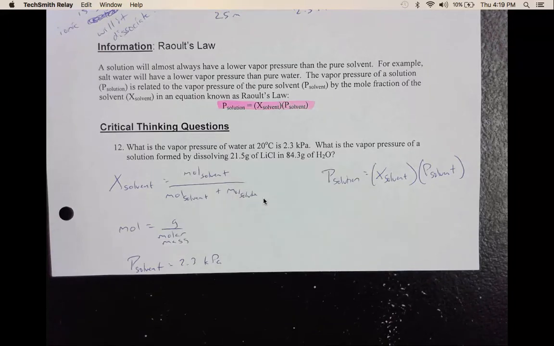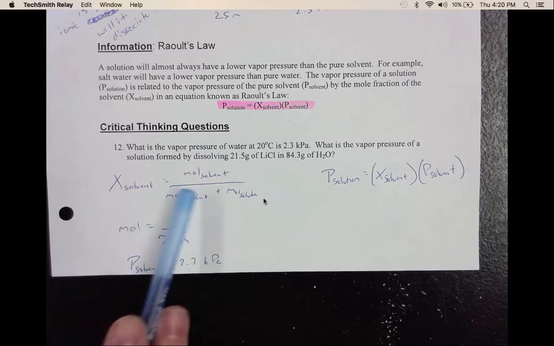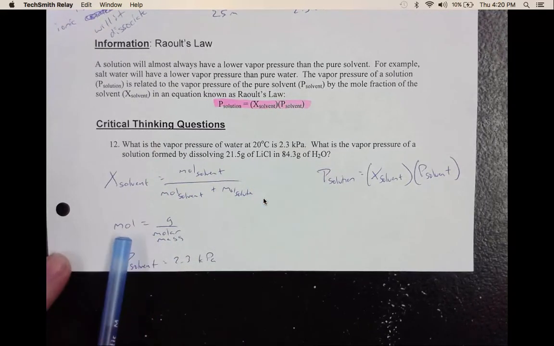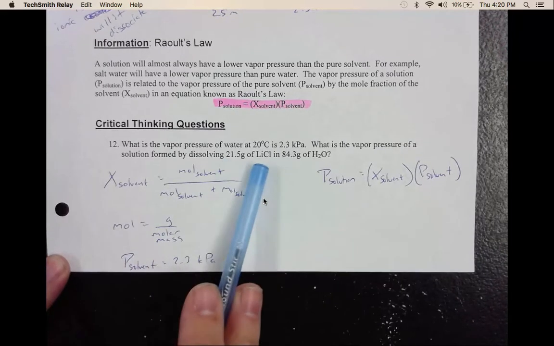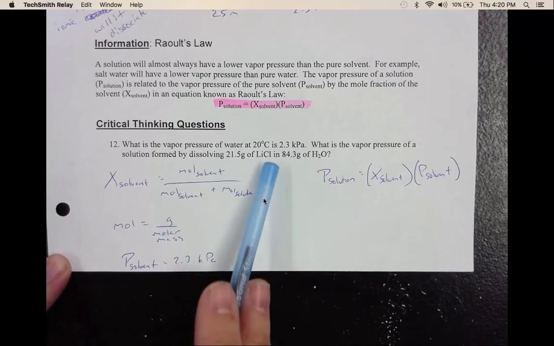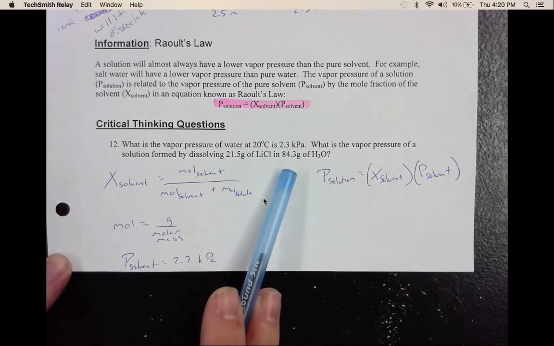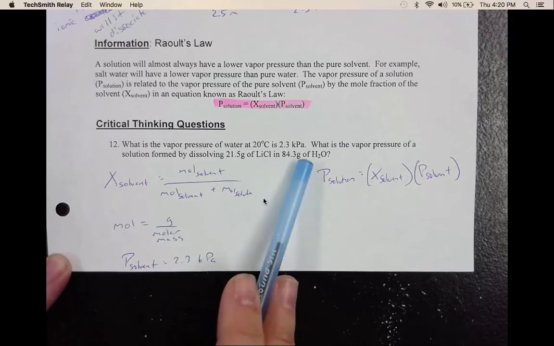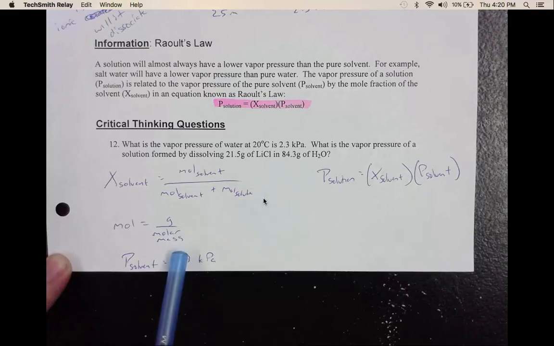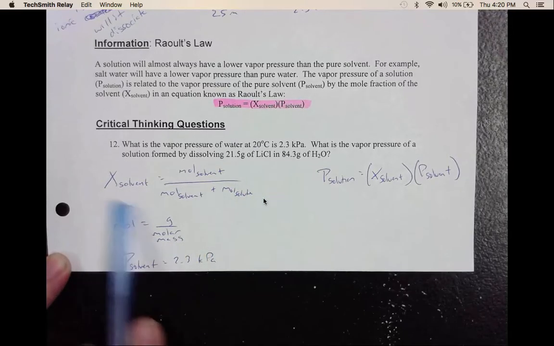Alright, sorry about that guys, I should be back now. So I was talking about the mole fraction. We don't know moles, but we can calculate moles because we're given grams of lithium chloride, so you can plug in the grams, find the molar mass to find the moles of the solute. You can do the same thing for water. You can plug the grams in, find the molar mass from the periodic table, and find moles. Then you can plug into your mole fraction formula.